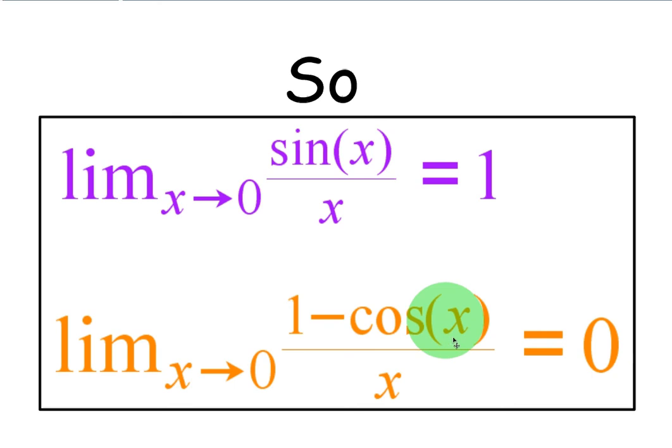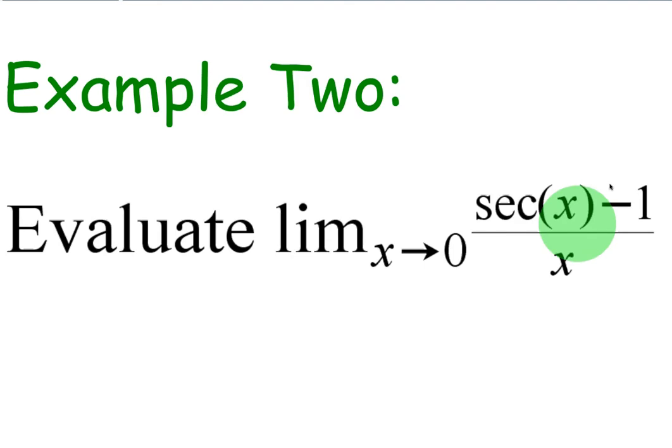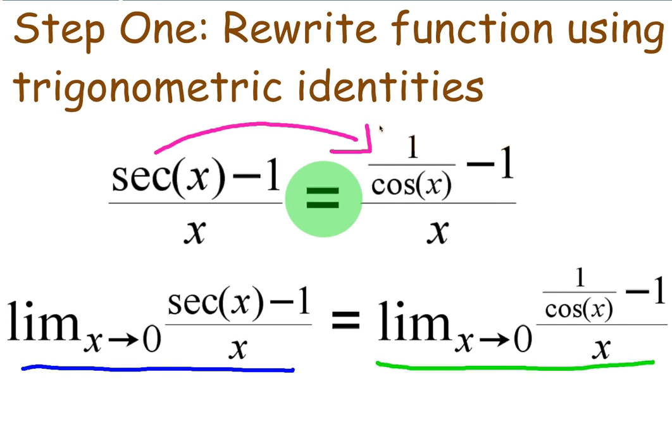Well, consider this. Secant and cosine are closely related. They're reciprocals of each other. So that's a good indication, and plus it looks a lot like the 1 minus cosine, right? Except it's secant minus 1. So perhaps we can use the squeeze theorem to find this limit. So let's follow the same steps we did in example 1.